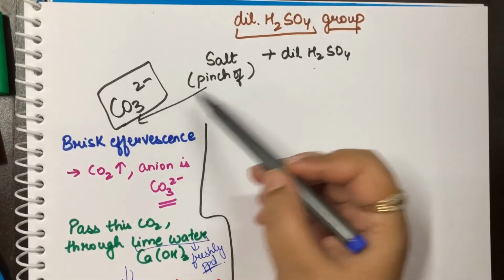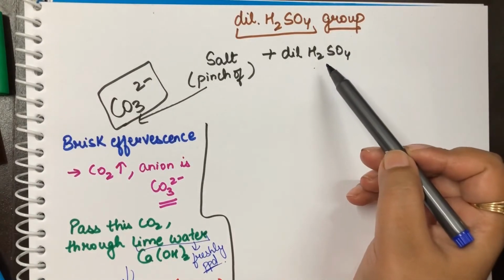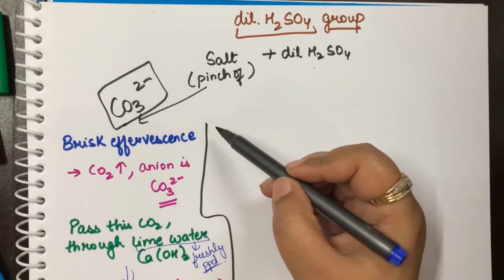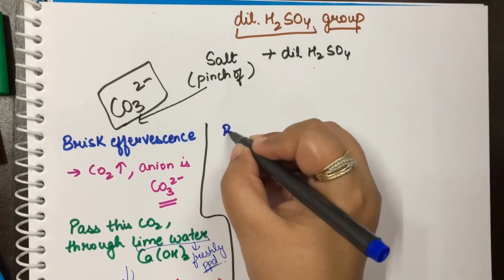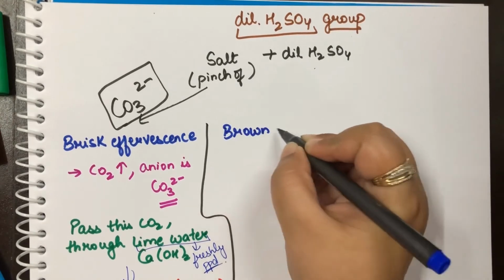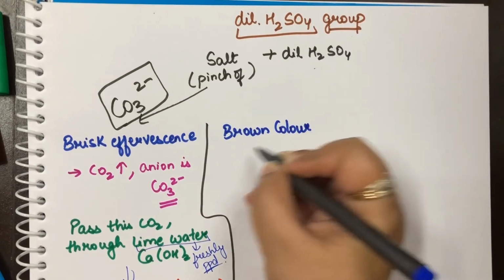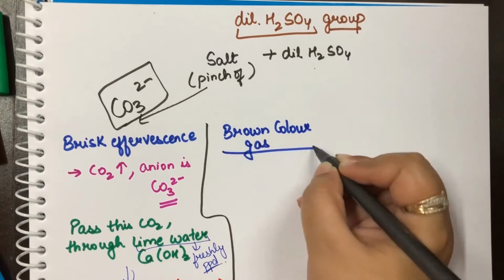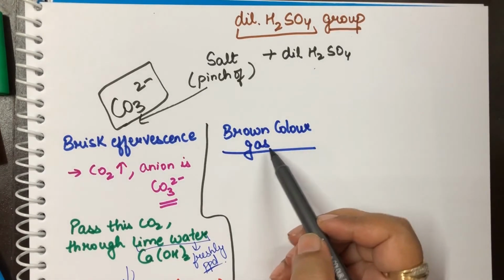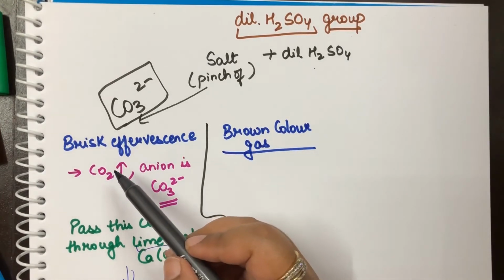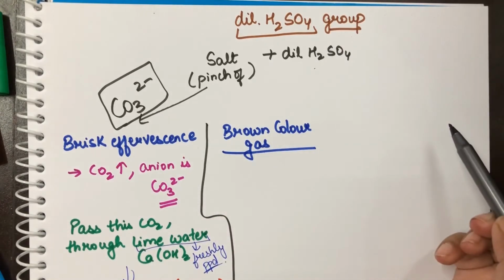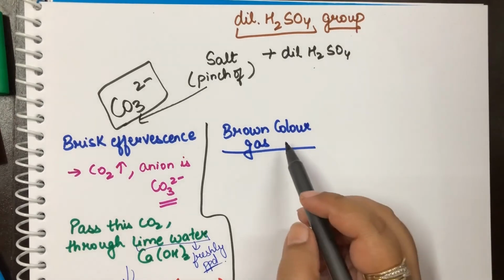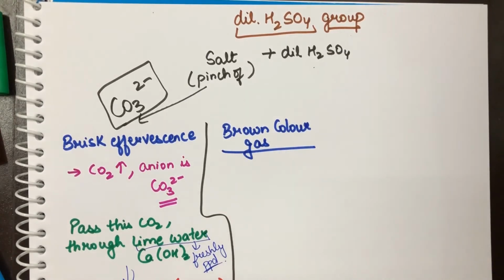Now you added salt and dilute H2SO4, you mixed them together, and you did not see a brisk effervescence. Instead, you saw a brown color gas. Now this is the second observation. Either you observed a brisk effervescence or you saw a brown color gas. There are more options available. We'll come to it one by one. So now you saw a brown color gas.